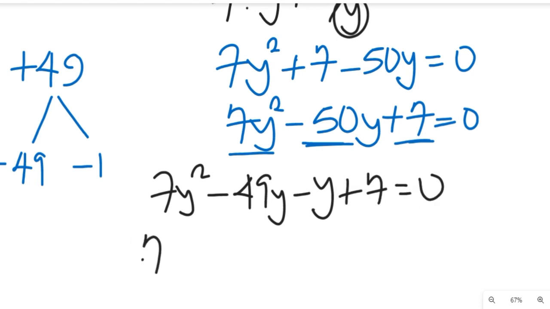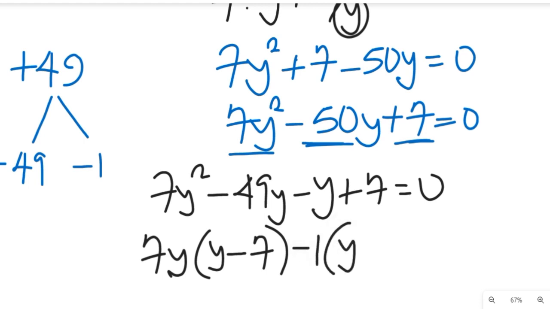So this 7y is common here. We'll bring out 7y, this is y minus 7, right? And then 1 is common here. We'll bring out minus 1, and this will be y minus 7, because if we simplify all this, we're going to have this.